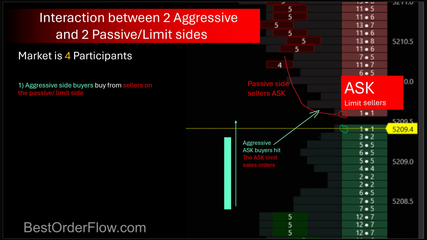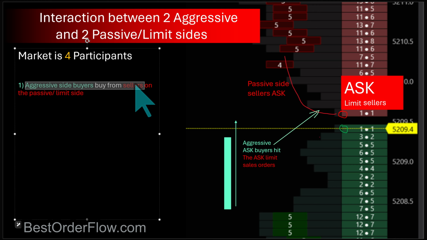So that's why they have a lot of confusion, because they're seeing half of the market and they don't even think in a paradigm of the 4 players of the market. There are 4 players on the market, not 2 players. And this is a paradigm shift, a significant paradigm shift. When I started using the volume indicators, I was like, wow. The aggressive side buyers buy from the sellers on the passive limit side.